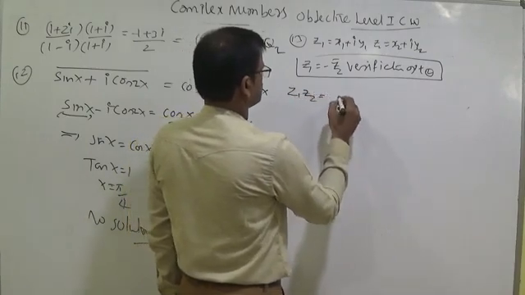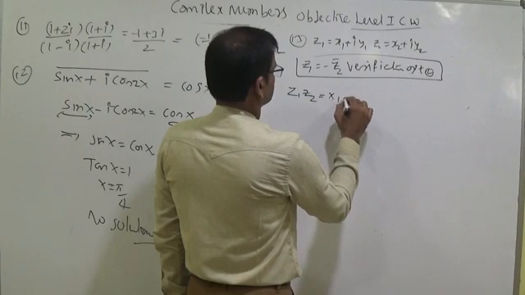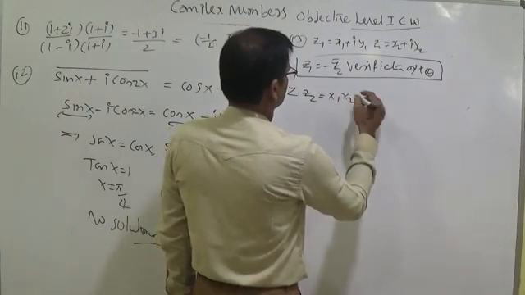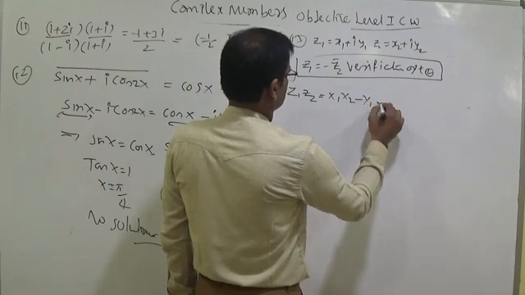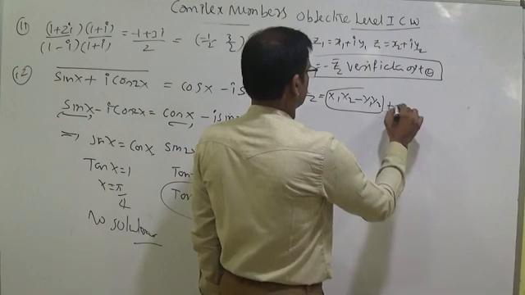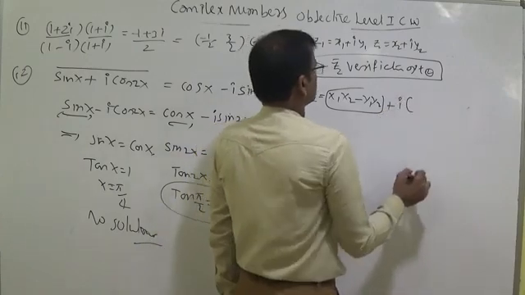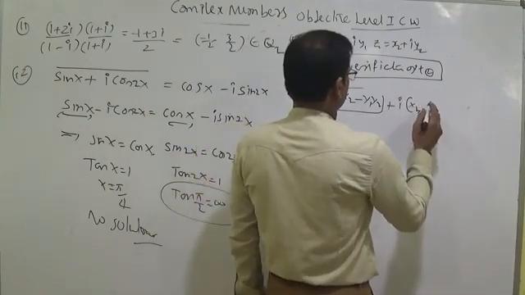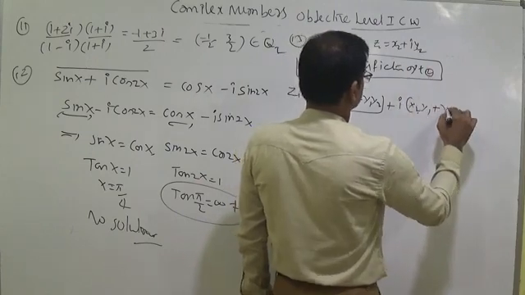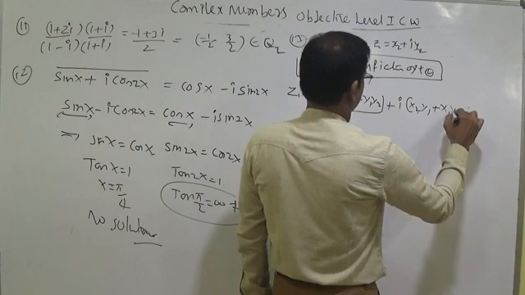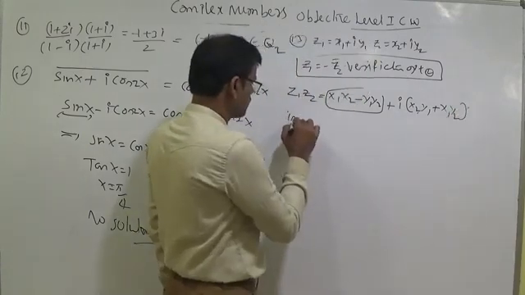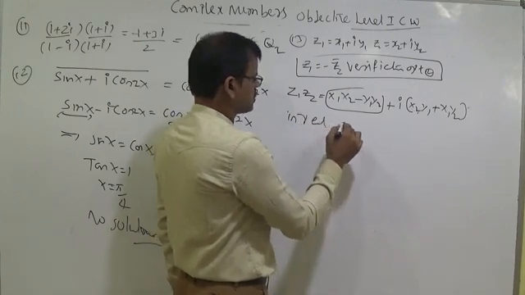Let us write Z1, Z2 here. So multiply, it becomes X1 X2 minus Y1 Y2, plus I into (X2 Y1 plus X1 Y2). Z1 into Z2 is real, as given.